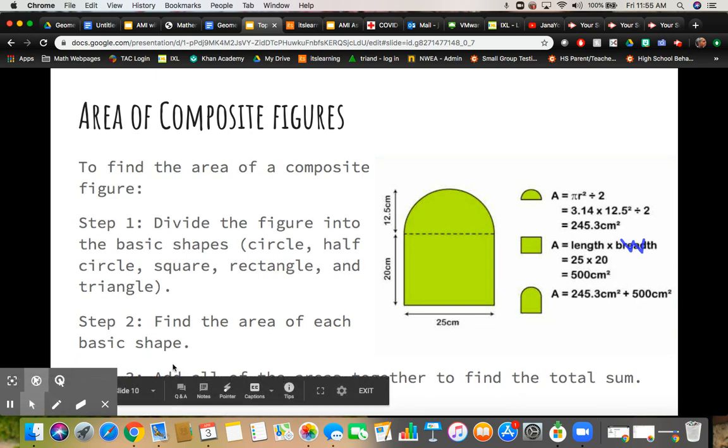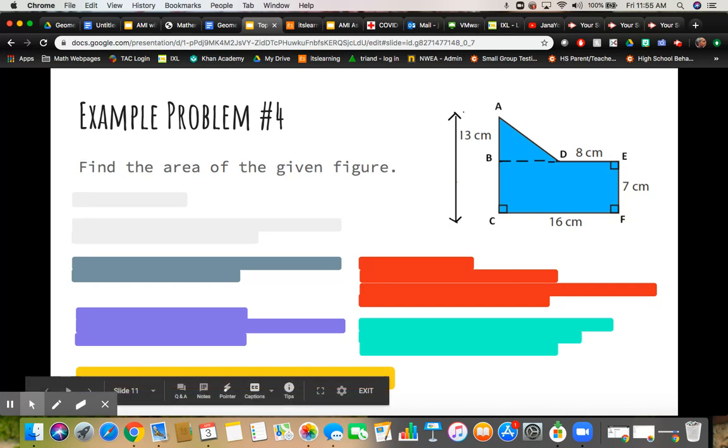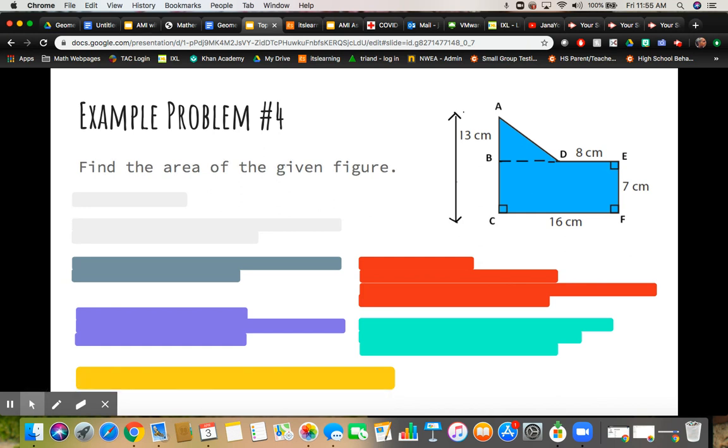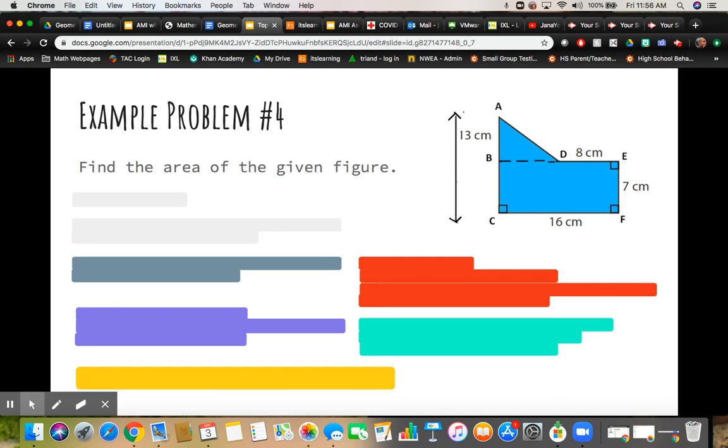Now let's actually try some example problems, because I was just trying to jump ahead earlier. So example 4. We're told to find the area of the given figure. Well, it looks like we're already given a triangle and a rectangle inside this figure. But before we can find the area of the figure, let's start off with breaking it in two pieces.